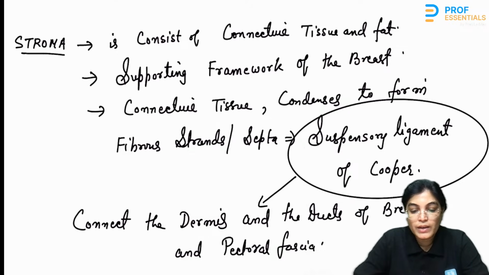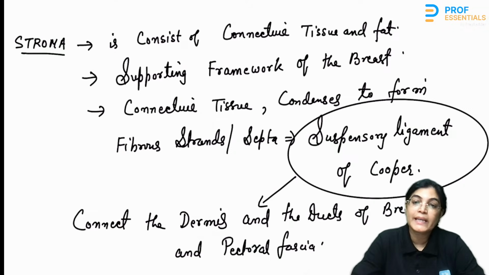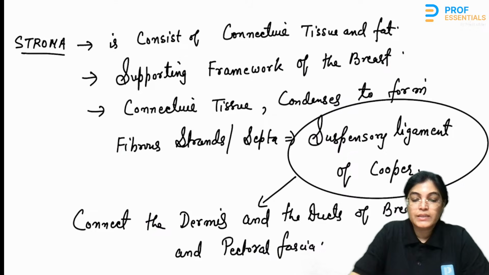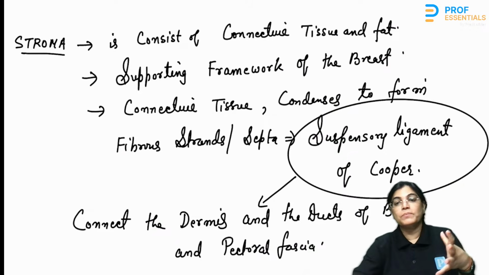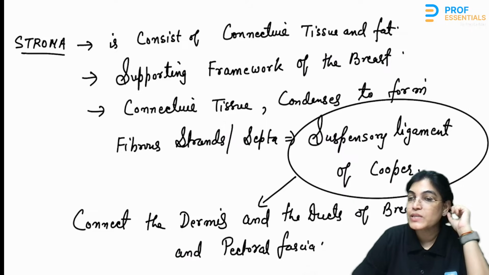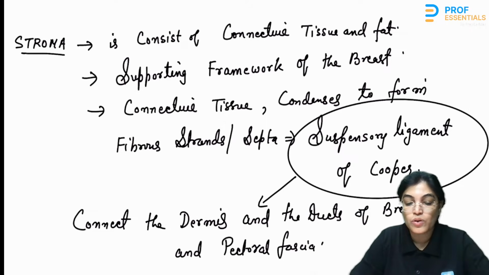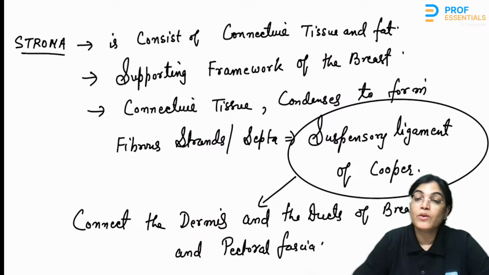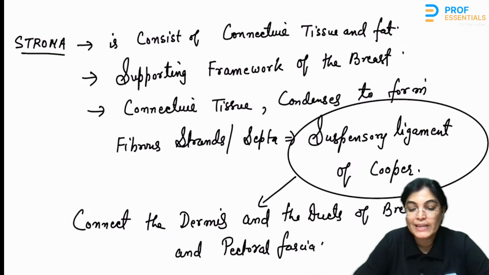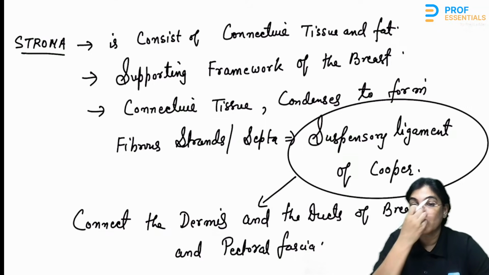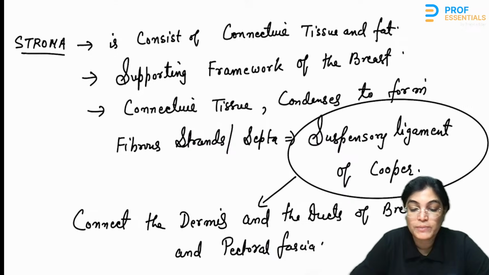Now, basically, this Cooper's ligament is the structure which is maintaining the shape of the breast. If the aging breast is there, then the suspensory ligament of Cooper is not so prominent and these fibrous strands are not so strong, so that in aging the breast becomes pendulous because of the loss of strength of the suspensory ligament of Cooper.